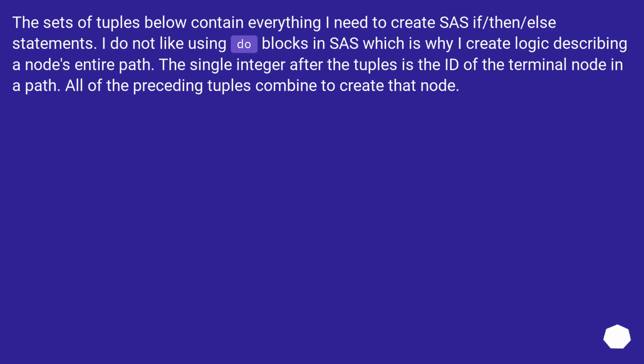The sets of tuples below contain everything I need to create SAS if/then/else statements. I do not like using do blocks in SAS, which is why I create logic describing a node's entire path. The single integer after the tuples is the id of the terminal node in a path. All of the preceding tuples combine to create that node.